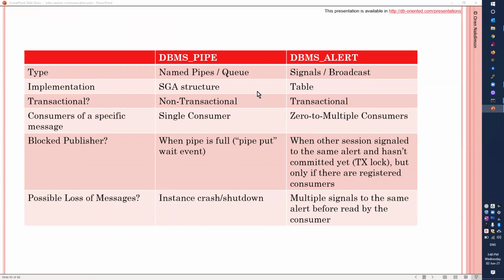And I just wanted to summarize, perhaps to compare these two mechanisms. So DBMS_PIPE, as I said, is a queuing mechanism, a very simple queuing mechanism, or named pipes, as it is called in Unix. And DBMS_ALERT is a broadcasting or signaling mechanism. The implementation in DBMS_PIPE is via some structure in the SGA, while DBMS_ALERT is based on a table. DBMS_PIPE is not part of any transaction, while DBMS_ALERT is transactional.